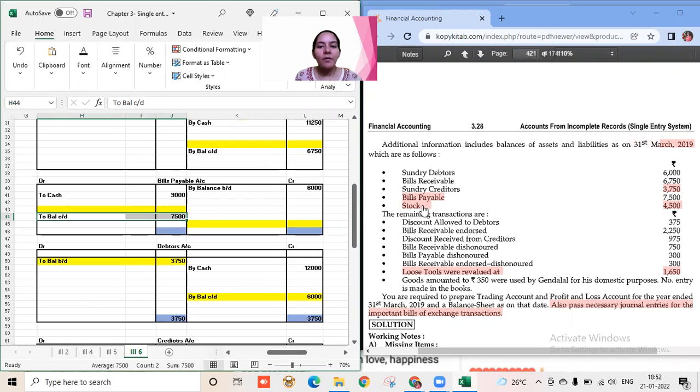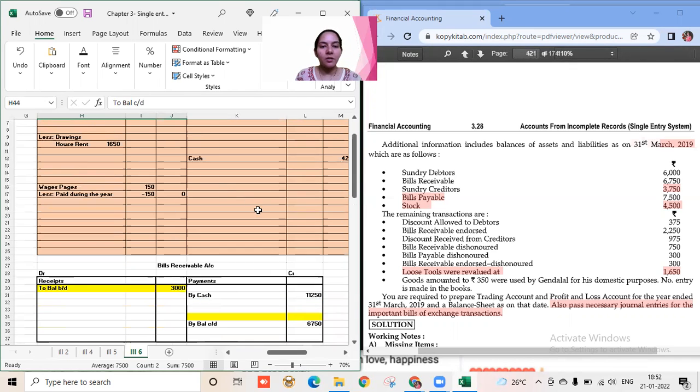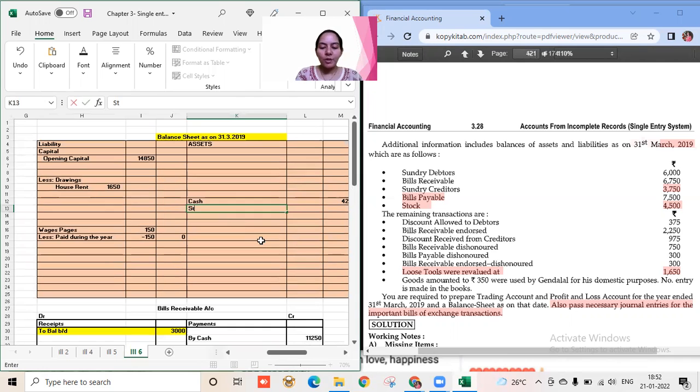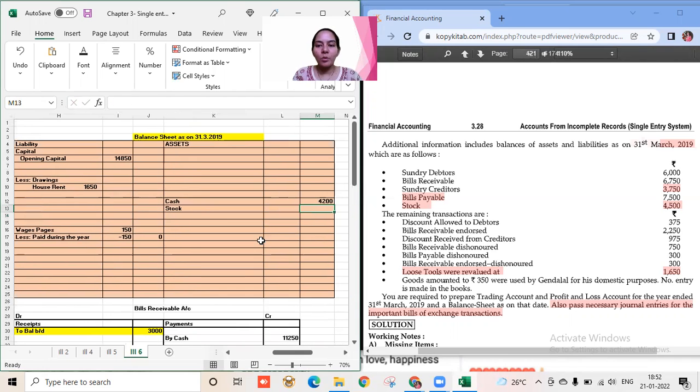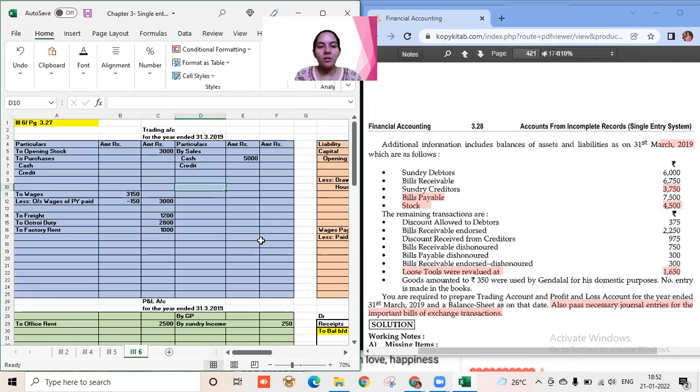Okay. Then we have the closing balance of the stock. Now stock has two impacts. We have not created the stock ledger, we don't need it, but it has two impacts. One, show it under the balance sheet. So closing balance sheet, outer column 4,500. Second impact, it goes to the trading account, credit side. So keep two lines blank for closing stock. Put it in the outer column, 4,500. Done.